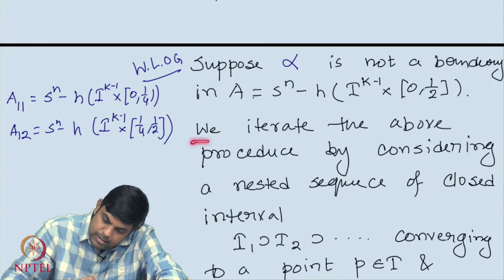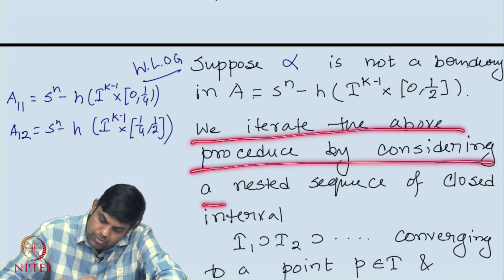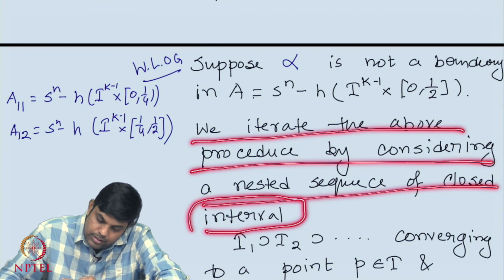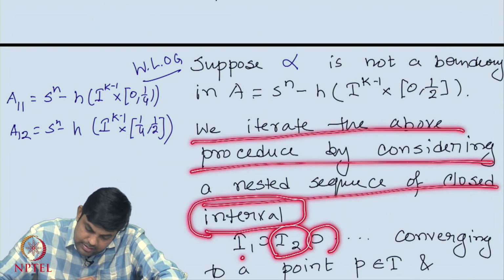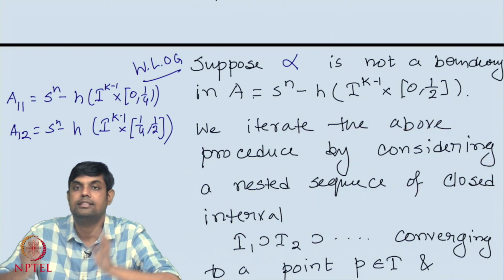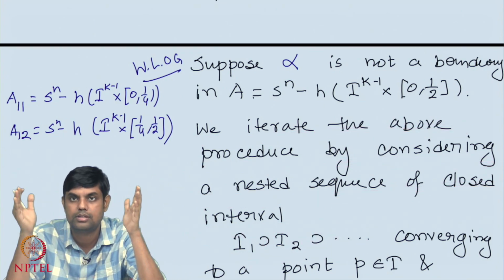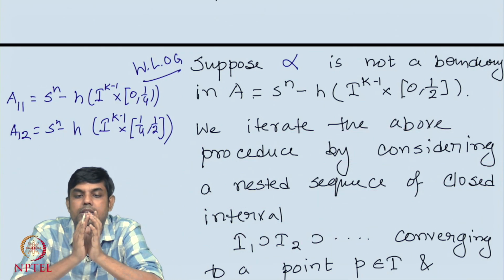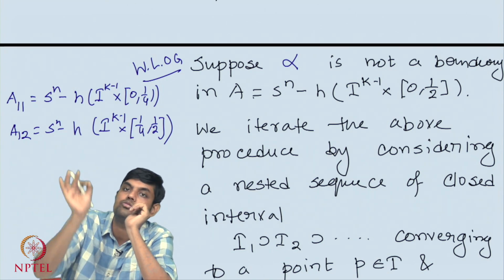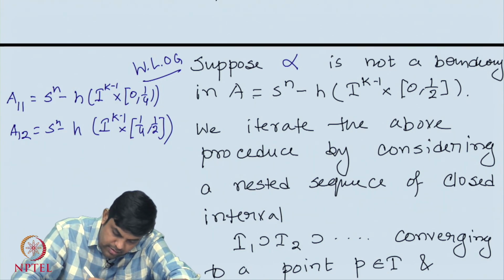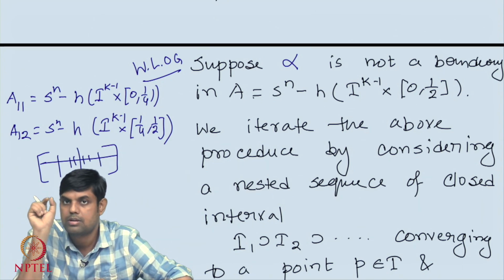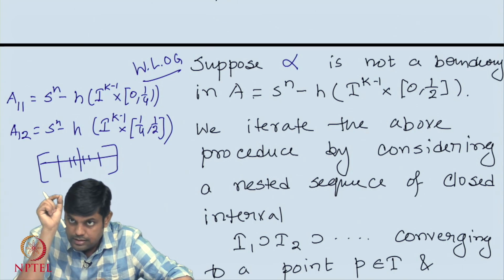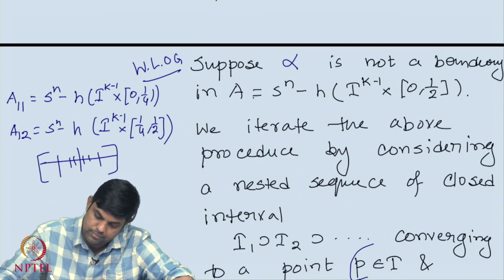So, we iterate the process above to consider a nested sequence of closed intervals I1 which contains I2, which contains I3 and so on. You are taking the interval, splitting it in half, again splitting in half, again splitting in half. So finally, you are going to converge to a point. If I just keep on splitting into half, and I focus on one particular interval, it is getting smaller and smaller, and it converges to some point.